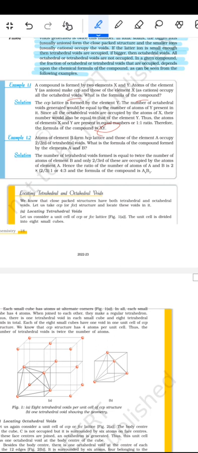Next question: atoms of the element B form the HCP lattice and those of the element A occupy 2/3 of the tetrahedral voids. In HCP the total tetrahedral voids will be 12, so 2/3 of 12 comes to 8. So A is 8 and B is 6. So A8B6 simplifies to A4B3. So A4B3 will be the answer.